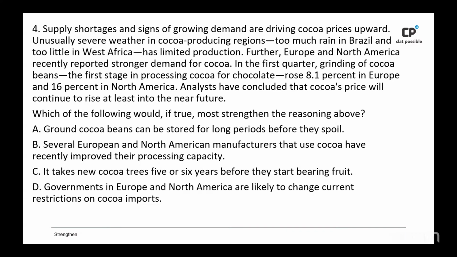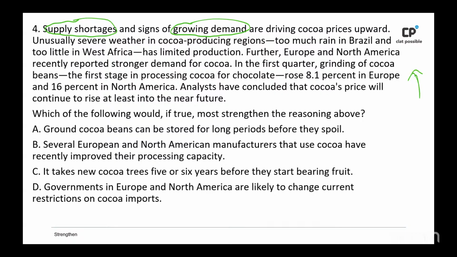Supply shortages and signs of growing demand are driving cocoa prices upward. Unusually severe weather in cocoa producing regions, too much rain in Brazil and too little in West Africa, has limited production. So the author talks about supply shortages and growing demand. What will it do? It will drive the prices up, right?